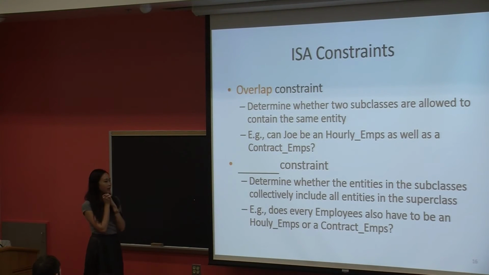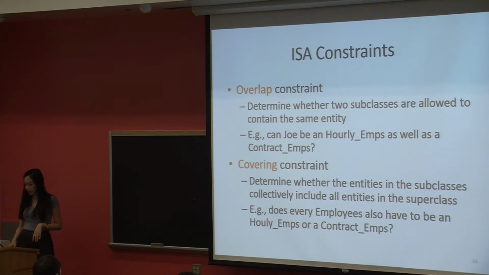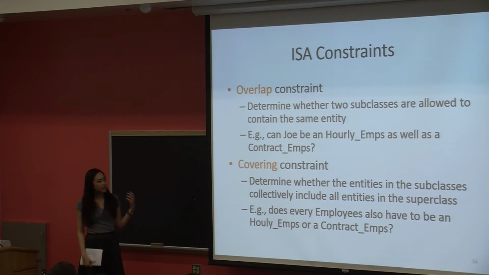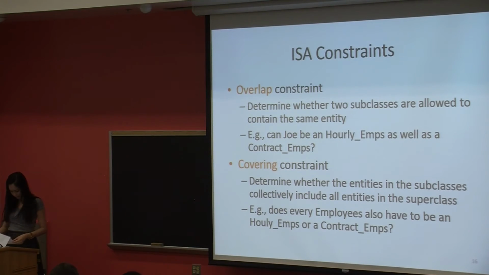Another constraint you will want to think about is whether the entities in the subclasses collectively include all entities in the superclass. For example, again, our employee example: do all of the employees in hourly employee plus all the employees in contract employee together make up all of the employees in the employee entity? Does just taking those two cover all of the employees? That would be the covering constraint, okay? There's no exact yes or no when you design it. It just depends on how you want to design it, and it's highly application dependent.